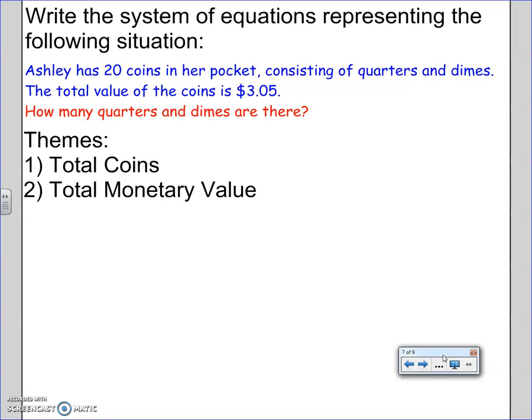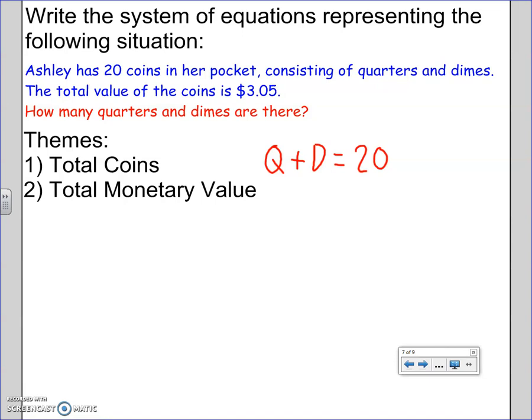Ashley has 20 coins in her pocket, consisting of quarters and dimes. The total value is $3.05. The themes here are total coins. Since they're quarters and dimes, I'll use Q and D. But the number of quarters, for example, 5 quarters, plus the number of dimes, say 10 dimes, is the total coins, 20. There's no money signs or any value yet. But then they say the total value of the coins is $3.05.